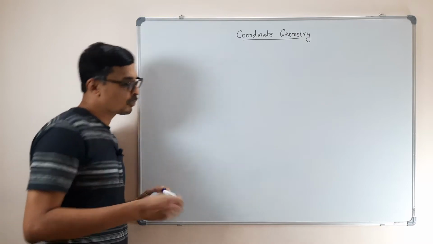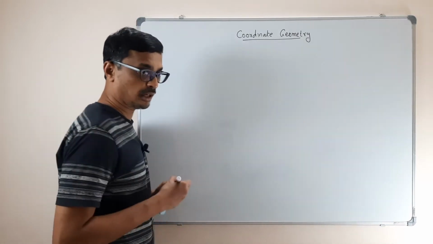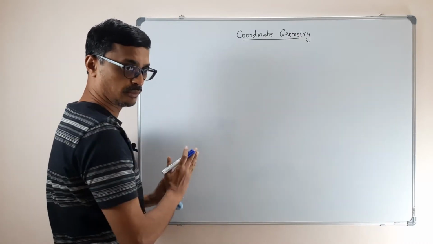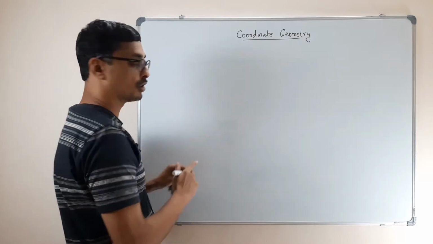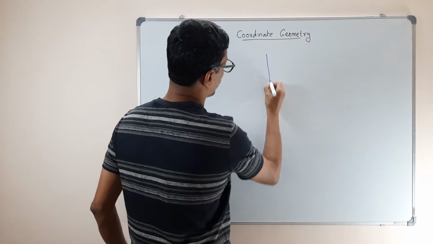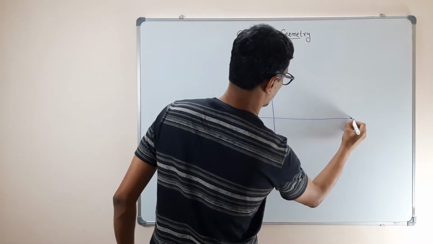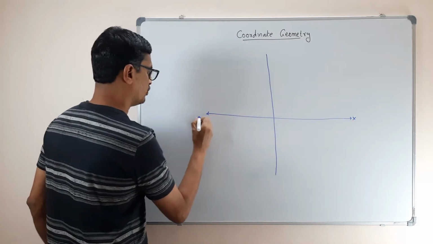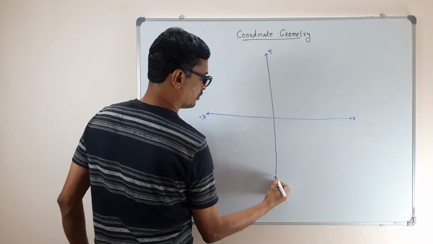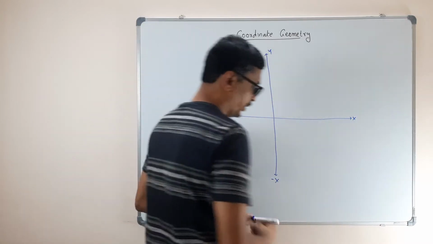Fine. So what am I going to do? We know the coordinate system, right? X and Y in 2D. We are discussing only the 2D coordinate system, that's the plane coordinates, not the 3 dimension. So we have a coordinate system like this. This is x, minus x, correct? Y and minus y.